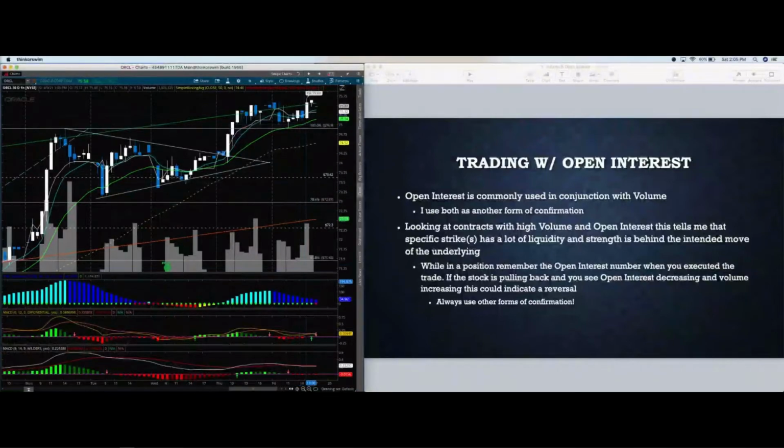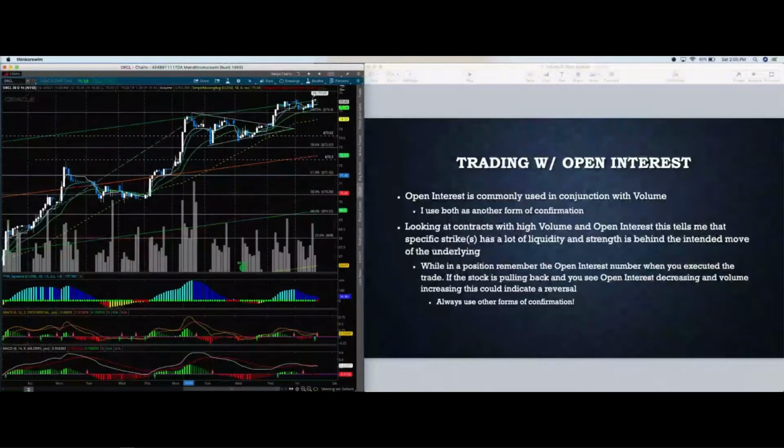With this trade, you had Oracle here, a very nice move up right here.